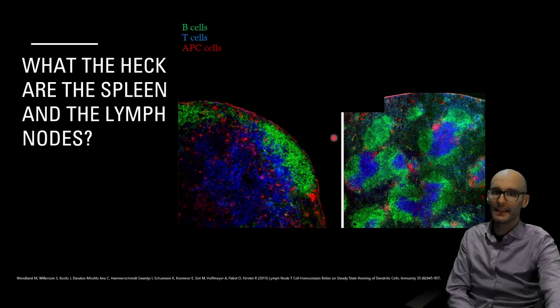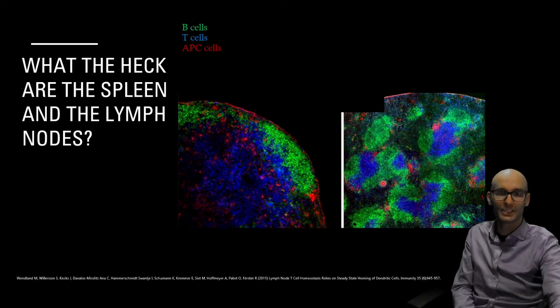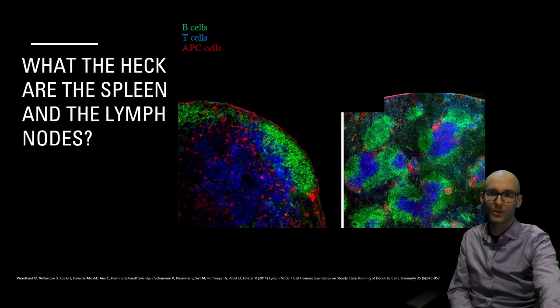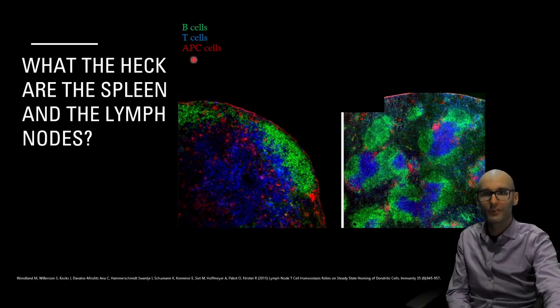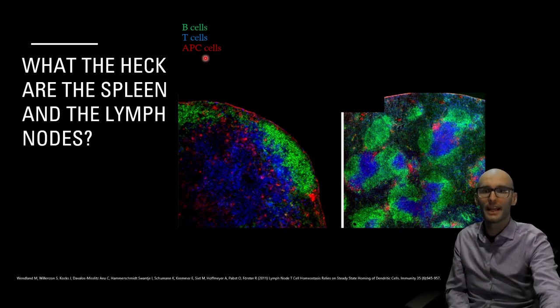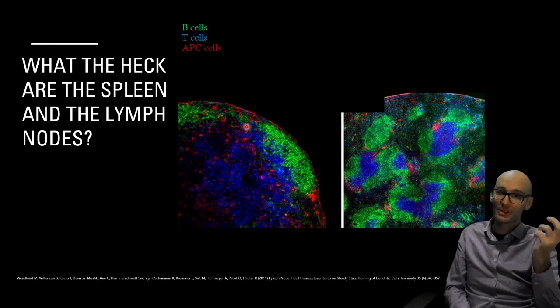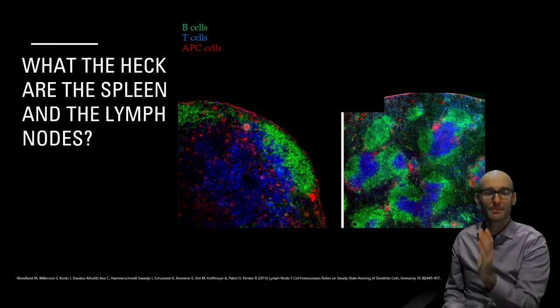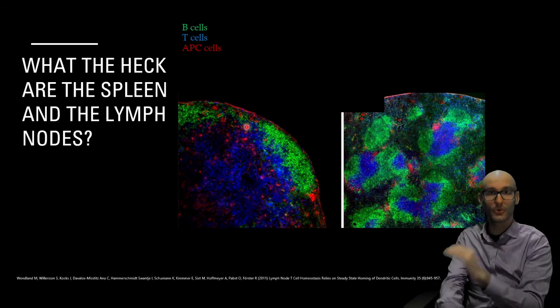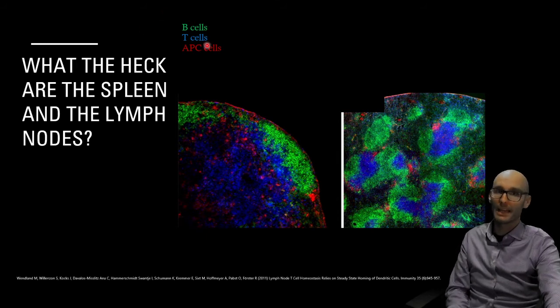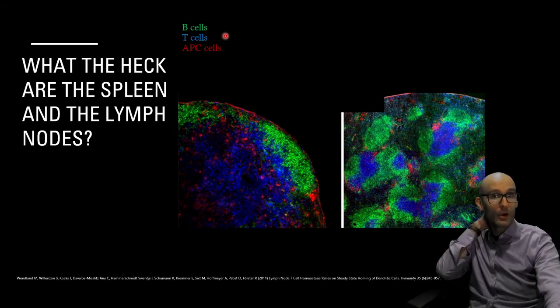So here we can see a beautiful cross-section, immunohistochemistry of a lymph node on the left and a spleen on the right. In red, we've got antigen-presenting cells, right? This is a stain for the antigen-presenting molecule that's present on all professional antigen-presenting cells, and that's MHC2. So in red, we've got a stain for MHC2. In green, we've got a stain for the B cells. And in blue, we've got a stain for the T cells.